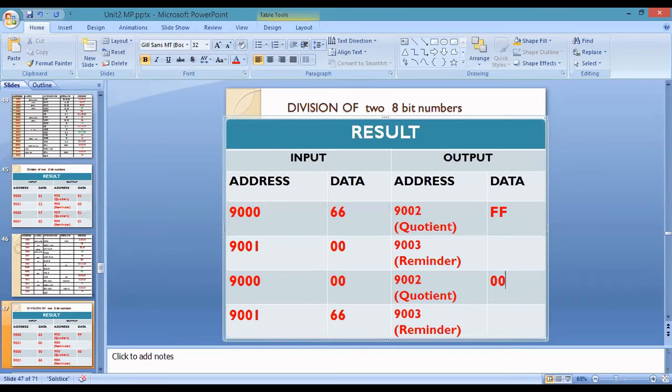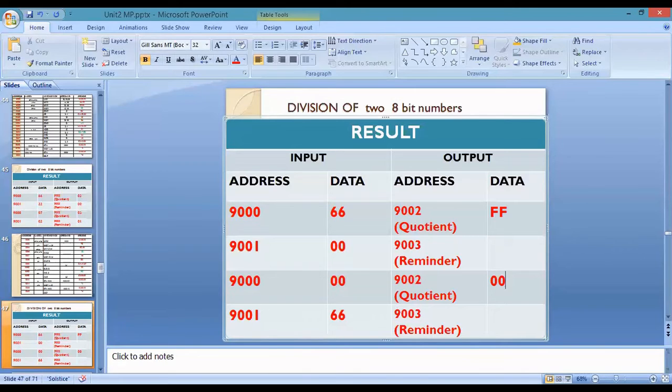Next, I'm going to explain a complicated division program. In the previous division program, if you give non-zero numbers, you will get the correct output. If you give any one of the inputs as 0, you will get a wrong output. So now I'm going to explain how to divide a number with a zero.